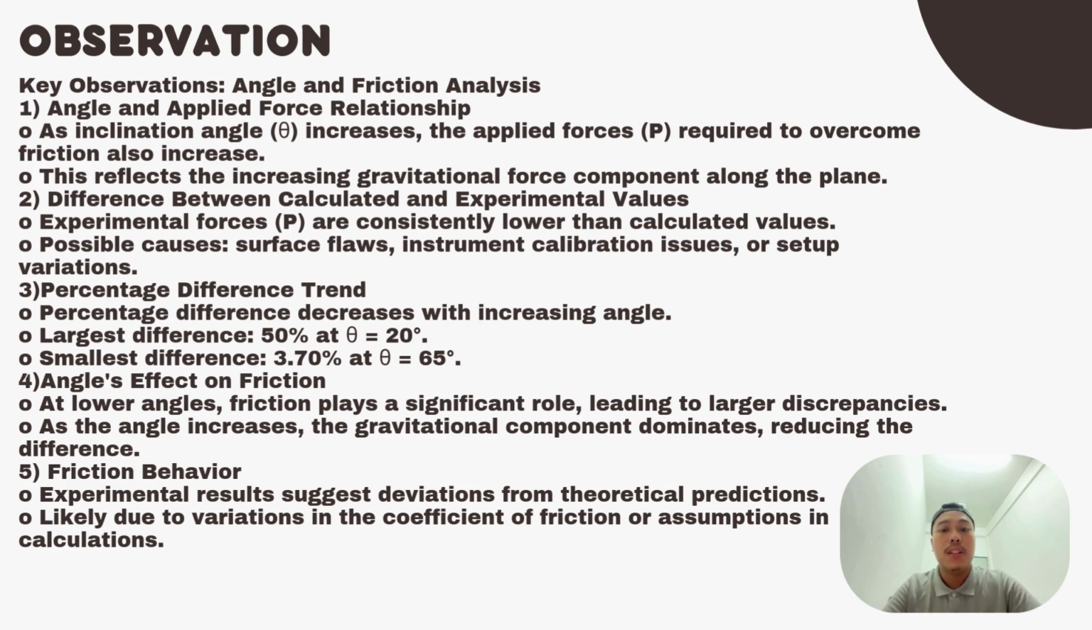Smallest difference, 3.7% at theta equal to 65 degrees. Next key point is angle effect on friction, which is that at lower angles, friction plays a significant role, leading to larger discrepancies. As the angle increases, the gravitational component dominates, reducing the difference.